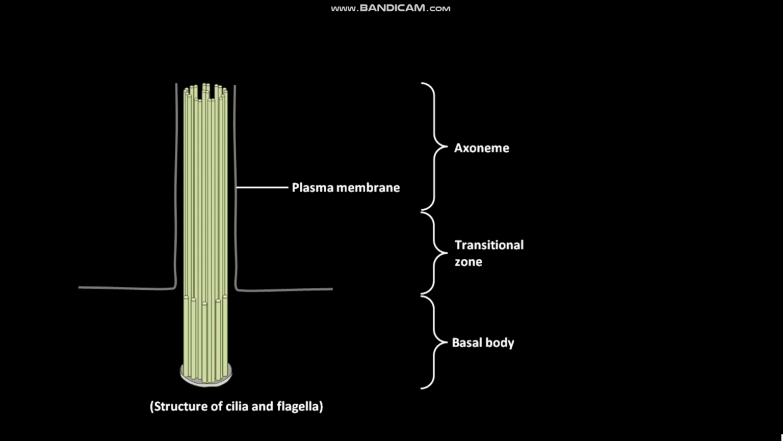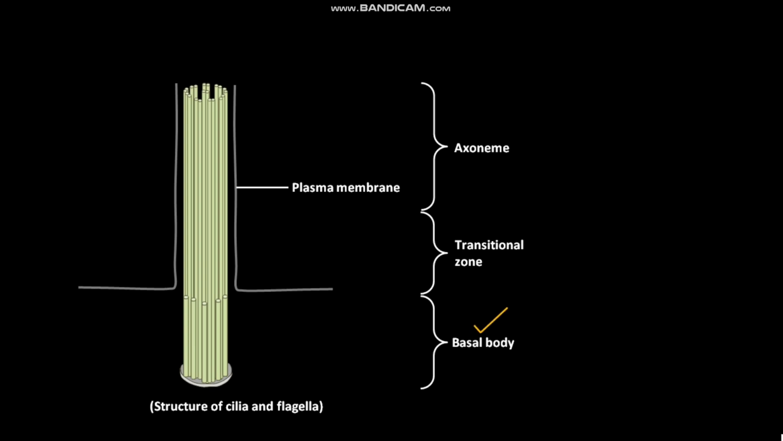This is the structure of both cilia and flagella. There are three different regions of both cilia and flagella. They are axoneme, transitional zone, and basal body. Cilia and flagella are assembled from a basal body.